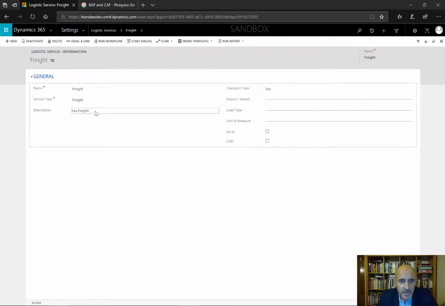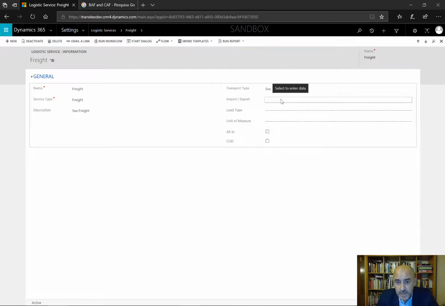So you can also add a description there. You can also filter it so that, for instance, specific service types are only used on specific transport modalities. So for instance, in this case, I'm using freight as a generic term for sea freight. And this means that whenever I have another modality of transport, I will not be able to use this service.